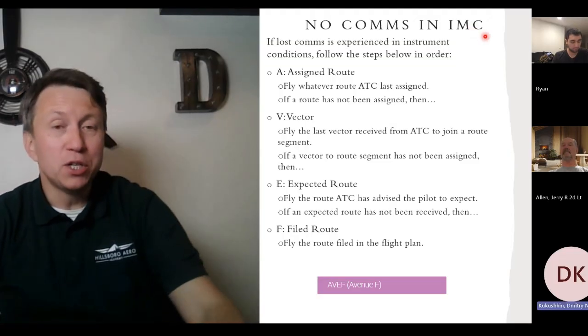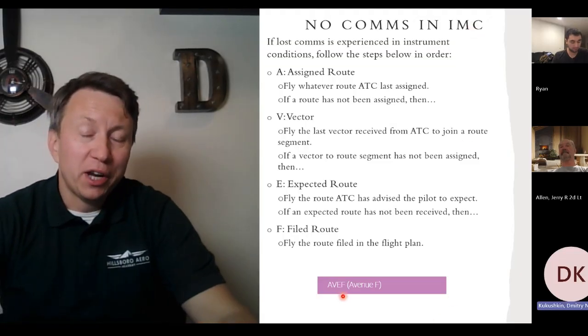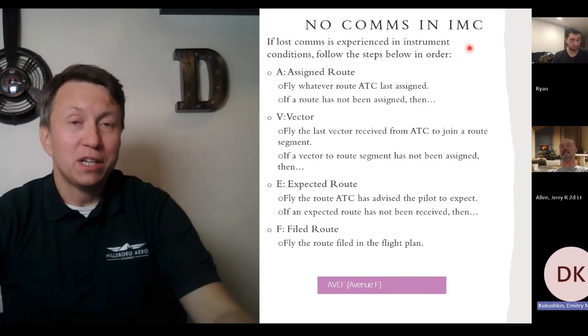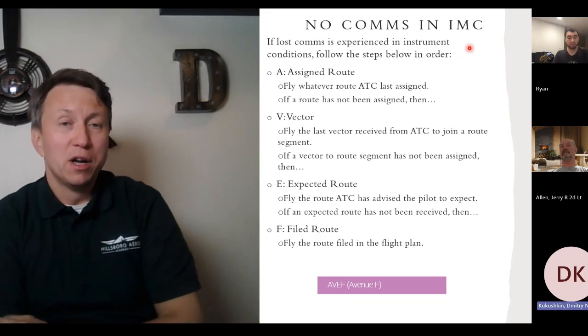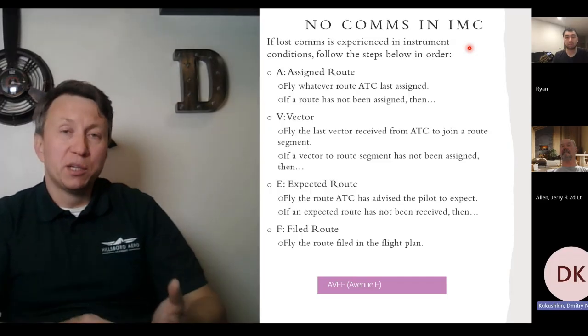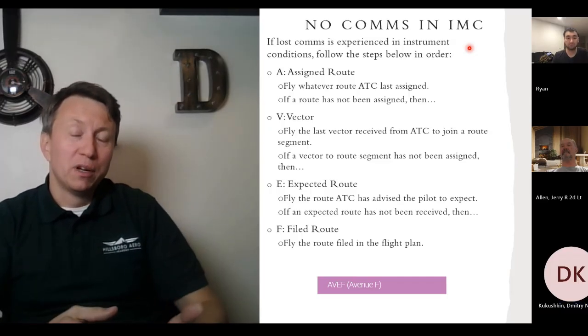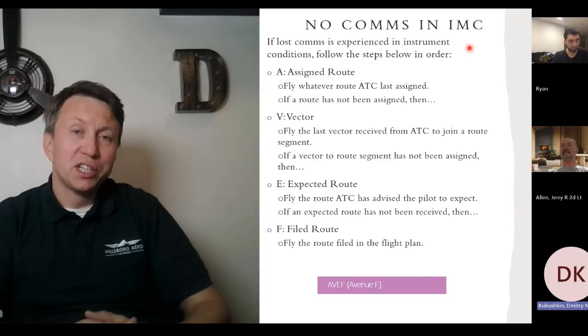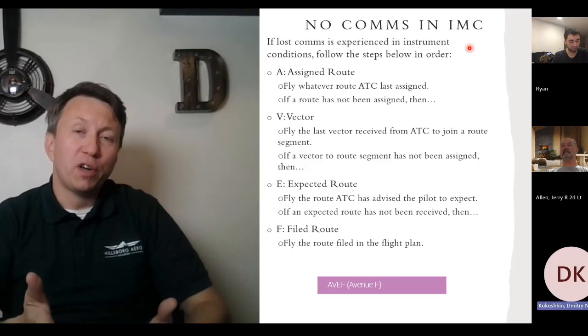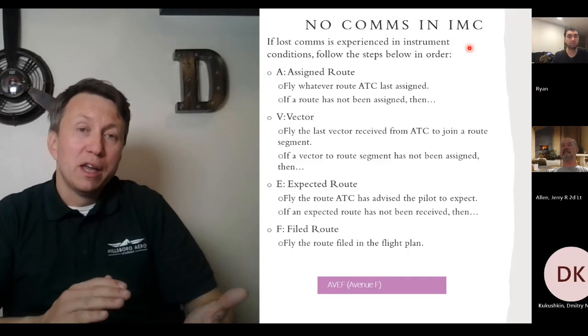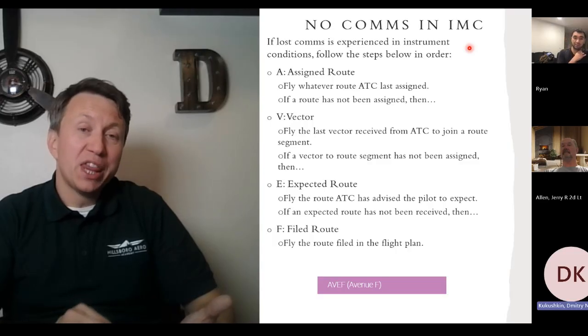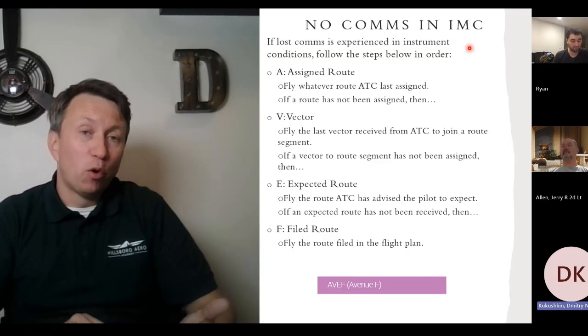Then we go into the acronyms. The acronym for lateral navigation is AVE-F. If you lose comms in IMC, so in the clouds, can't see where you're going, you have to be predictable to the IFR system. After you squawk 7600 and did all the checks, now you have to figure out which way you are flying. AVE-F goes in that specific order. So in this case, that's important. First, you look at whatever ATC has last assigned.